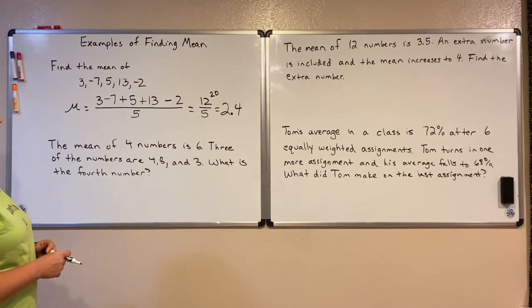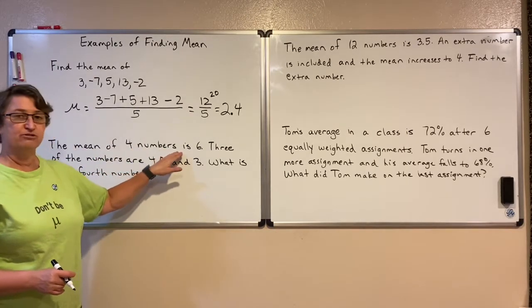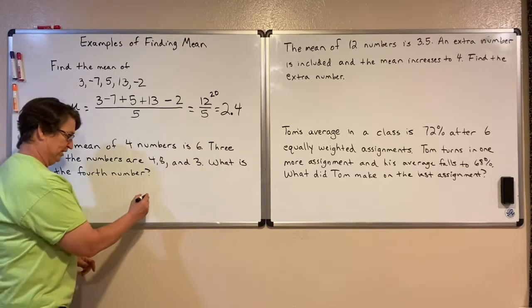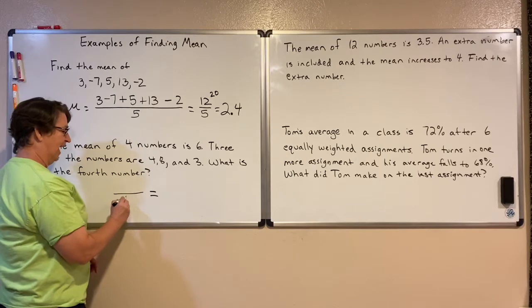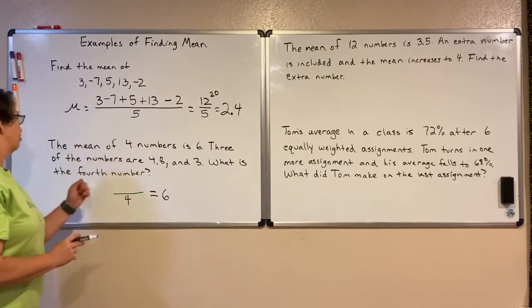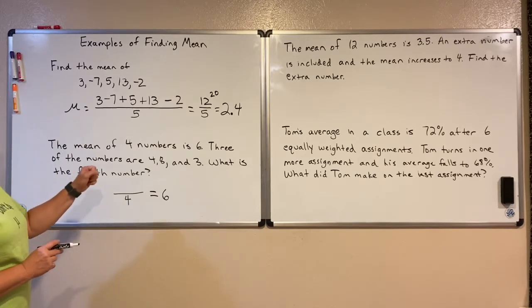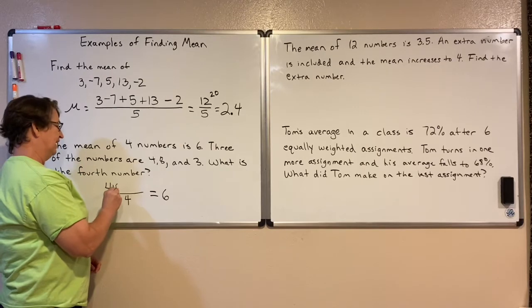The mean of 4 numbers is 6. So in other words, when I add up 4 numbers, it's going to equal 6. That's what it tells me, that when I add up 4 numbers and divide by 4, it's going to equal 6. 3 of the numbers are 4, 8, and 3. So I know I'm going to add 4 plus 8 plus 3.